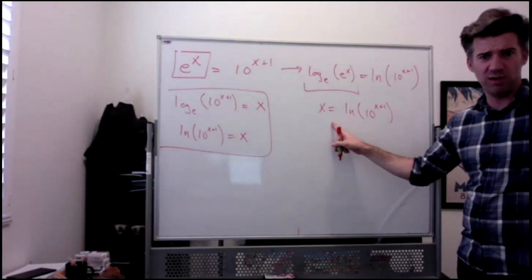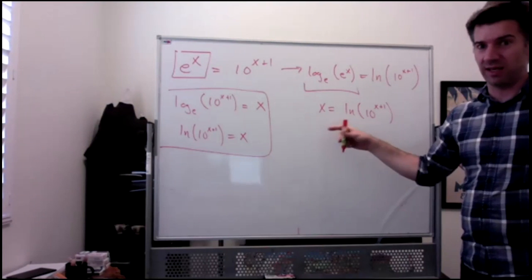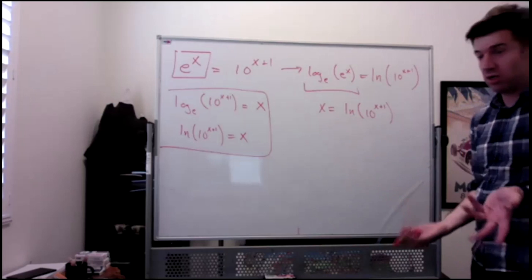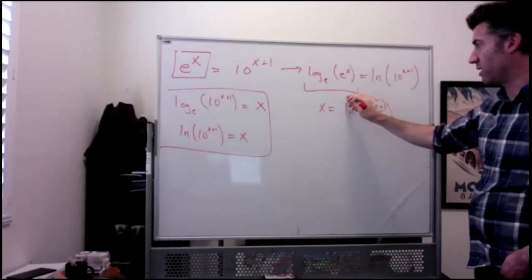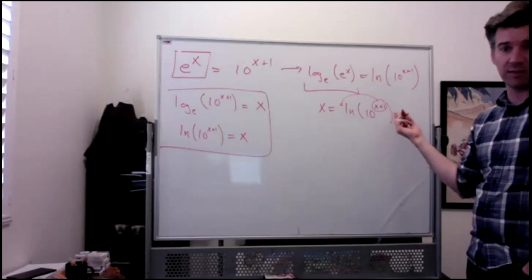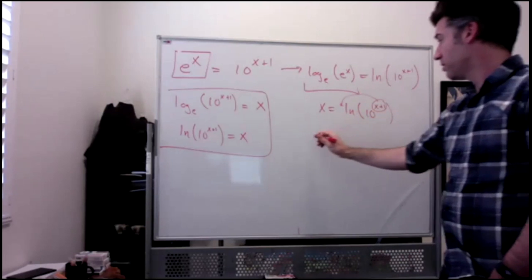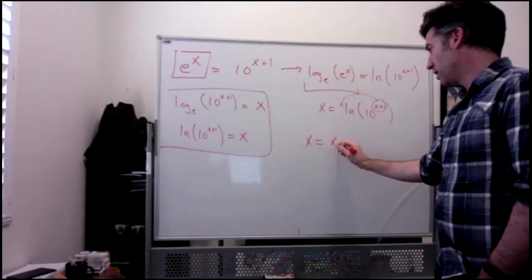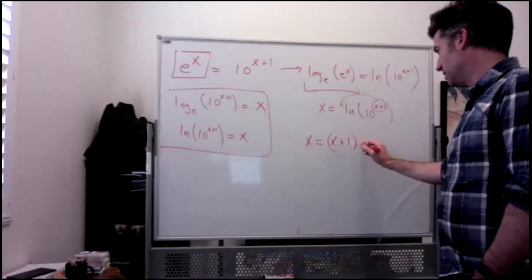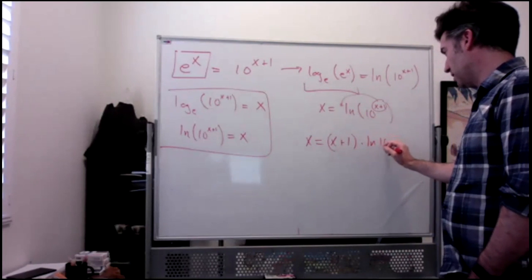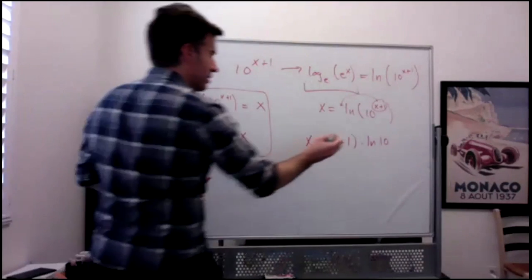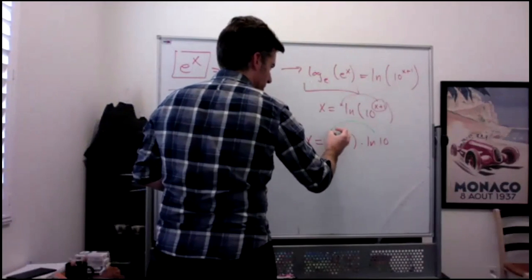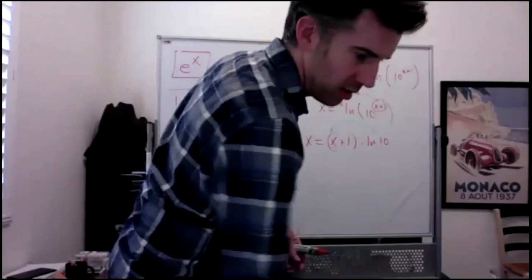That's a problem. So when I'm trying to solve for x, I have to get x equal to just a number without any variables in it. So I'm going to bring this x plus 1 down in front as a power. The power is going to come in front as a coefficient. So x equals x plus 1 times the natural log of 10. And I'm going to distribute that natural log of 10 to each of those terms. That's my bad. Throw this away.